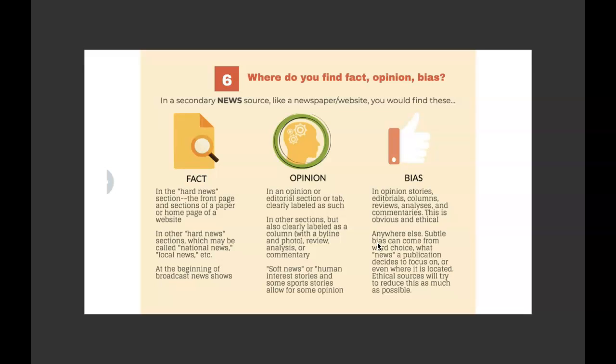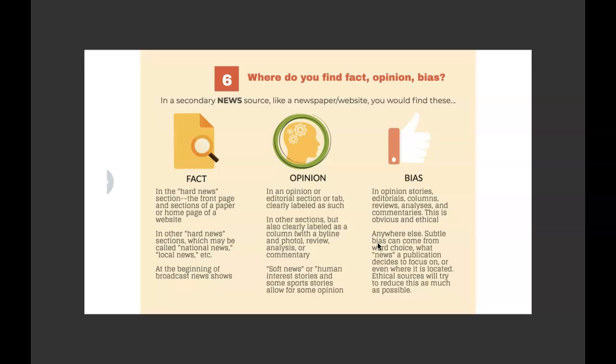In terms of opinion, in an opinion or editorial section or tab clearly labeled as such, you would definitely find that. In other sections, but also clearly labeled as column with a byline and photo, review, analysis, or commentary, you might find opinion news. In terms of soft news or human interest stories, and some sports stories allow for some opinion as well. In terms of bias, in opinion stories, editorials, columns, reviews, analyses, and commentaries, this is obvious and ethical.